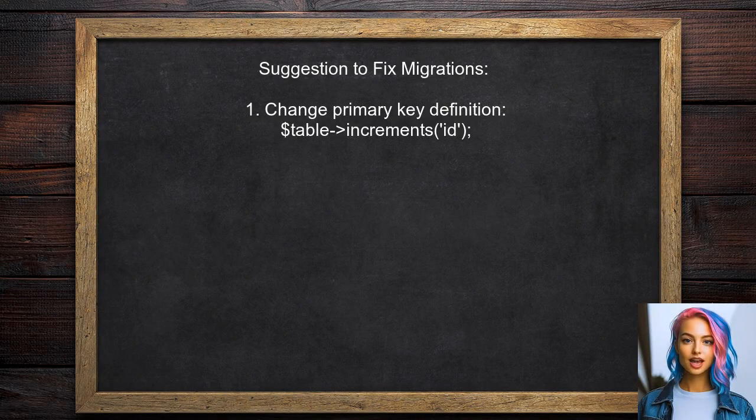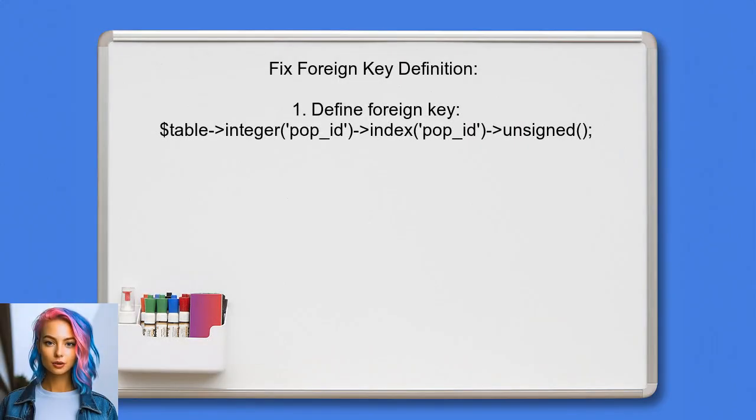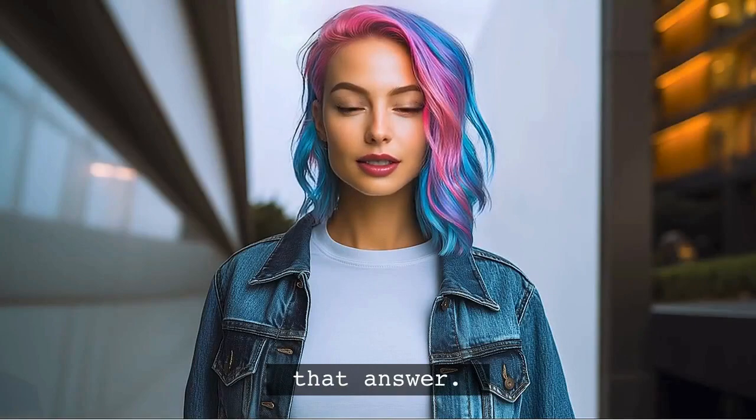Additionally, they suggest modifying your primary key definition. Instead of using string for the ID, use increments for better performance. Change it to table increments ID. Lastly, they recommend ensuring your foreign key is defined correctly by making it an unsigned integer and adding the index. Use this command, table integer pop ID index pop ID unsigned. That's it for that answer.